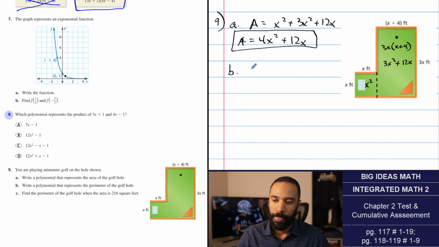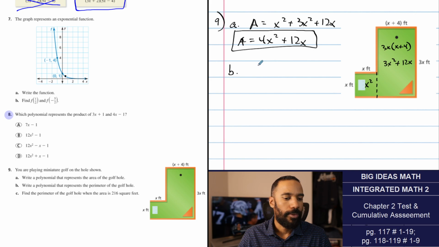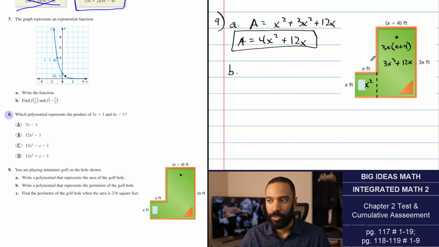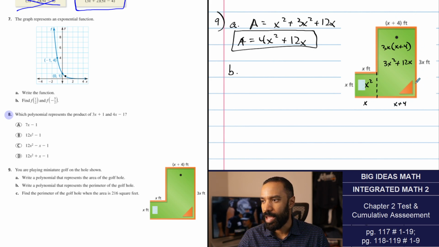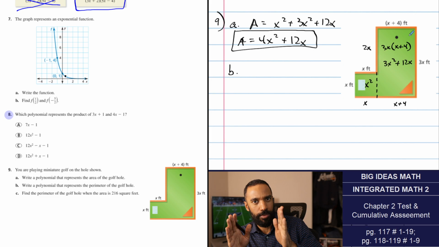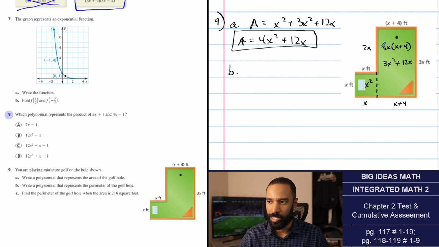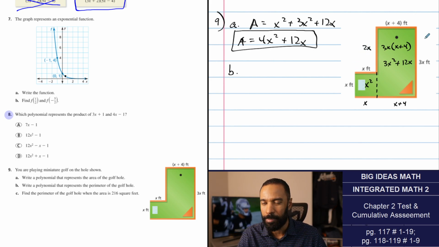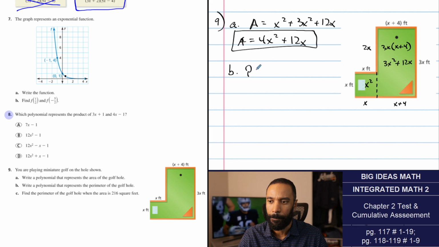Part B. Perimeter of the golf hole. Perimeter is adding up all the lengths of all these things. These are x's, so is this. That's an x plus 4, so is this. This is 3x, and we have to take away an x over here, so that would be 2x. Normally I'd say 2 of these plus 2 of these and all that stuff, but because this length is cut off and this length is different, technically 2x and x are added right there together. We could have used that, but that's okay. I'm just going to go ahead and add them all separately.